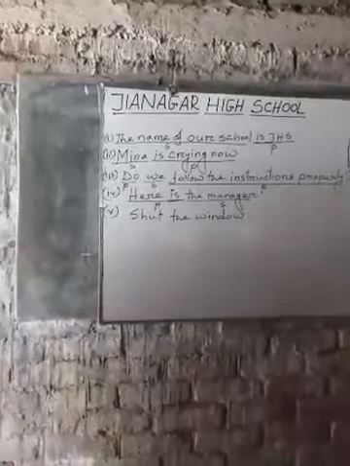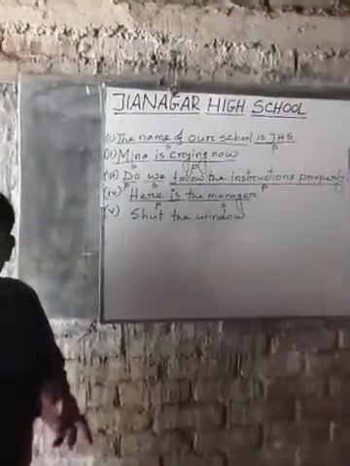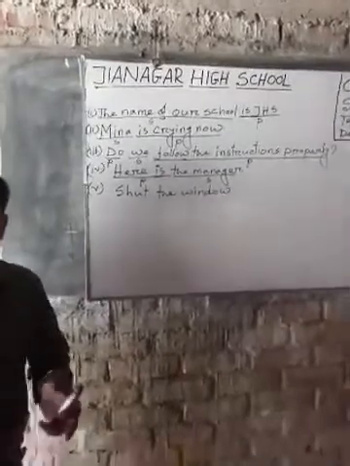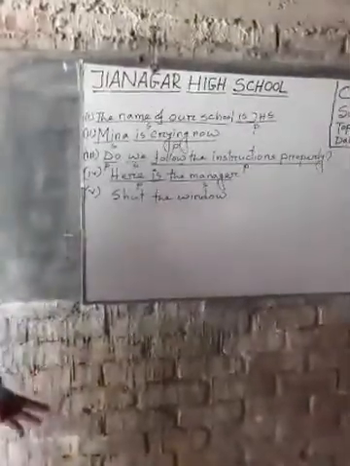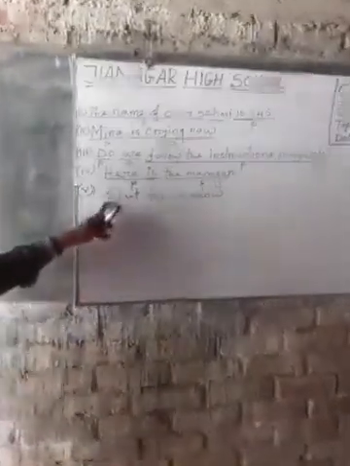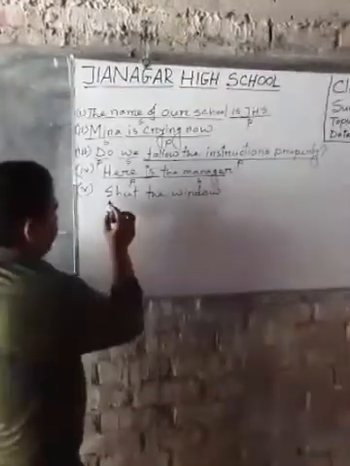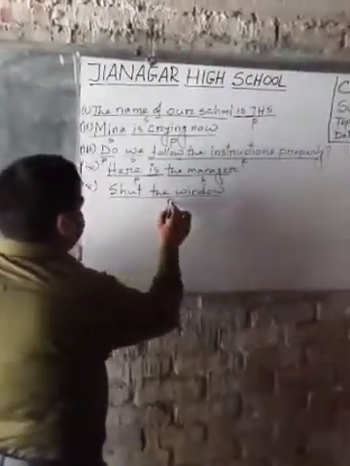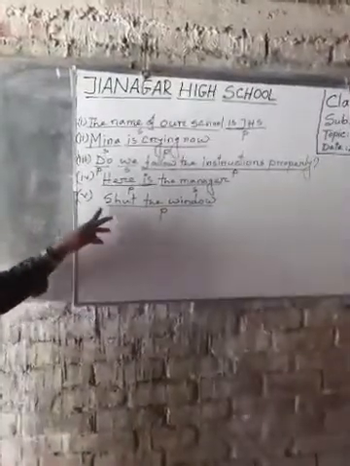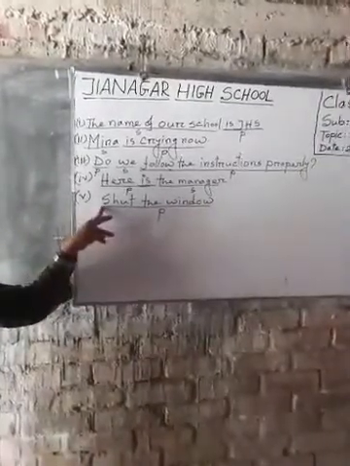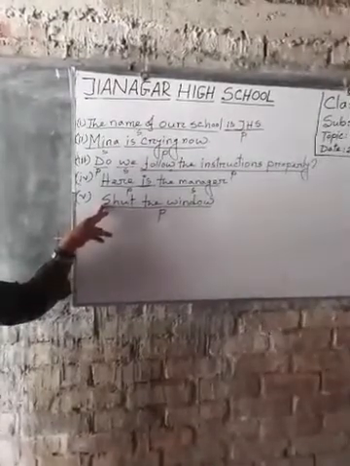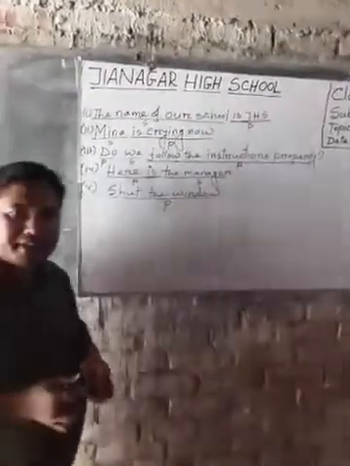And the last one, shut the window. It is imperative sentence. In this imperative sentence, subject are silent, and here you is silent here. So in this sentence, shut the window is predicate, and in this sentence, you is subject, but it is silent here. Okay? I think everything is clear to you.